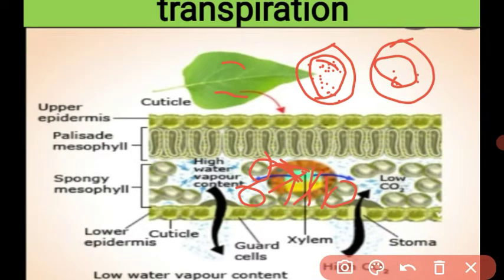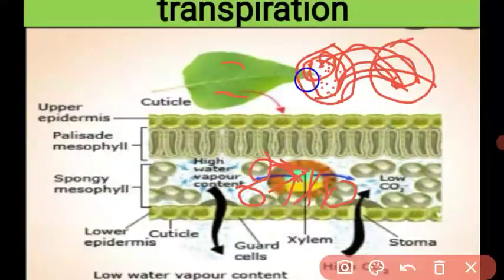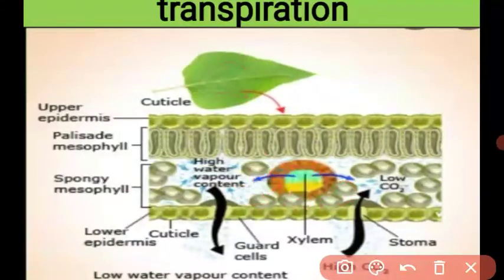By the process of osmosis, water is transferred from higher concentration to lower concentration, meaning the movement of water molecules from higher concentration to lower concentration. In that way, water is transferred through all the cells, and finally the water vapors are transferred to the atmosphere, meaning the intercellular space.